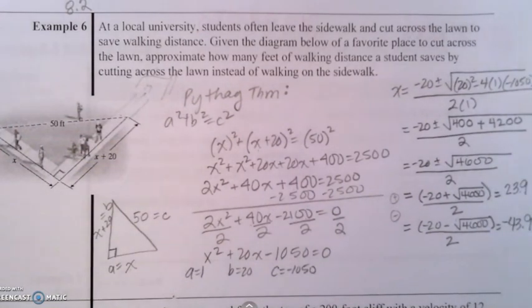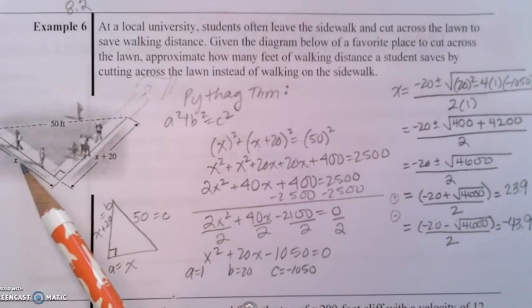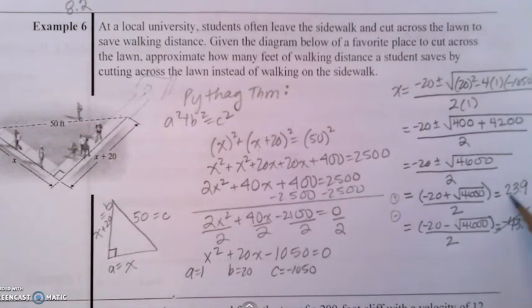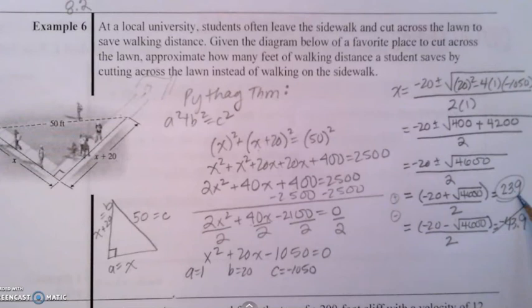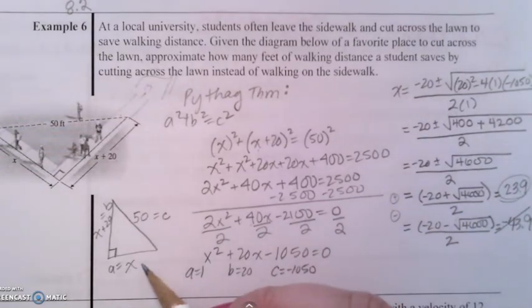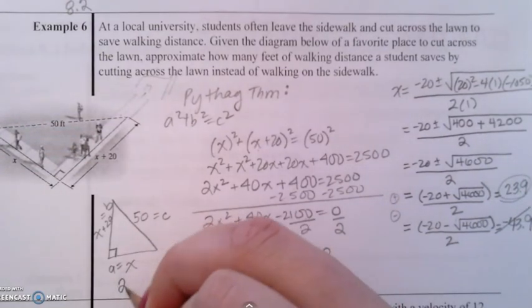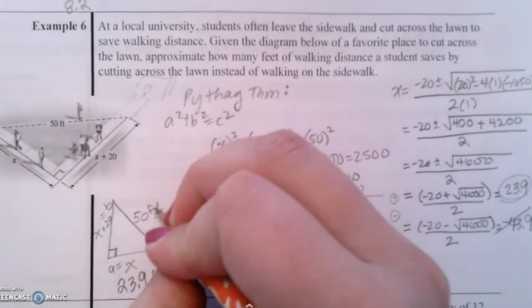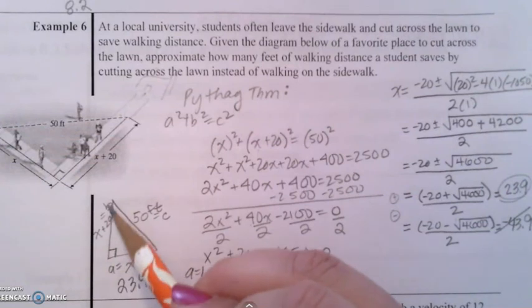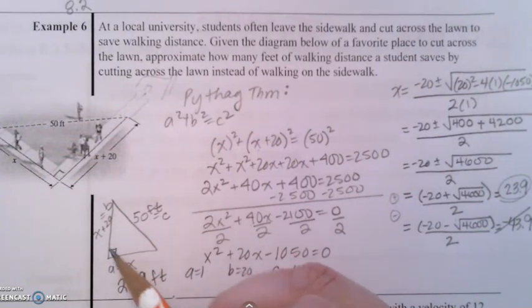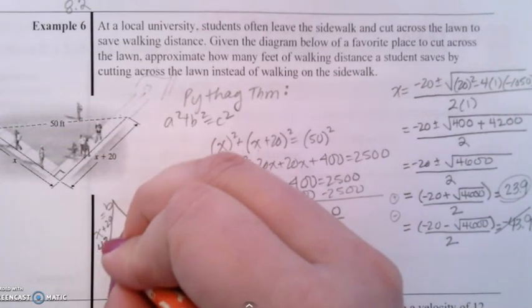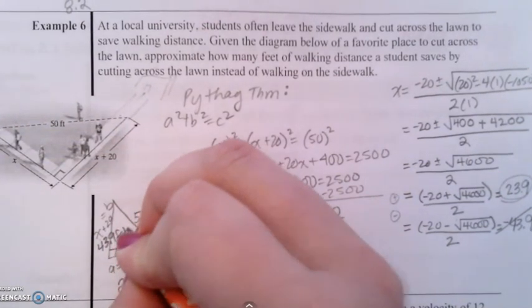Well, remember, this is asking us for a distance, right? If I want x, x is a distance. So it can't be negative, so this is extraneous. So I know that x is 23.9, which if I go back to my triangle here, that means the distance here is 23.9 feet. This was 50 feet. And then this other side, the leg of our triangle, is 23.9, which was x, plus 20. So this side is 43.9 feet.